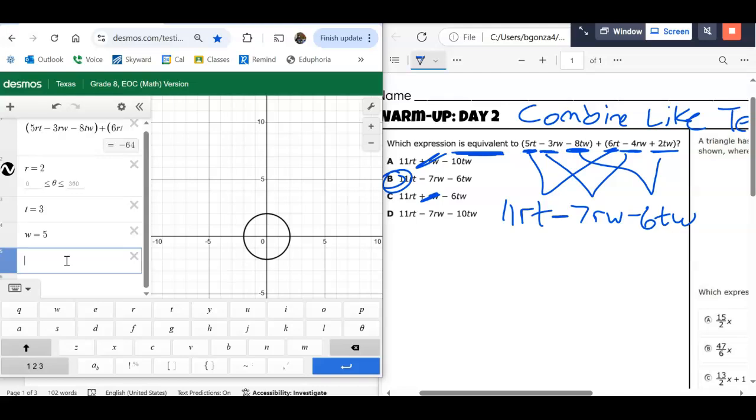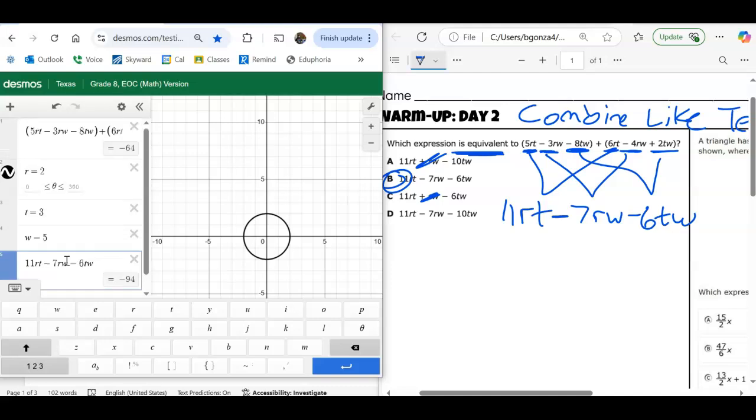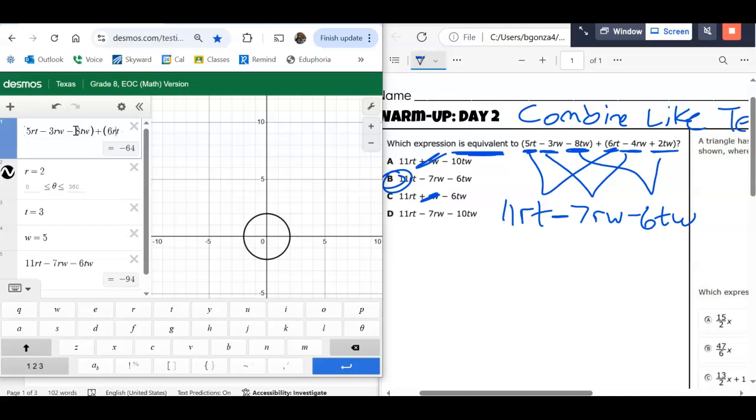Here's the trick. When you type your answer choices into Desmos, one of them is going to equal also negative 64. Let's do the answer I got, 11 RT minus 7 RW minus 6 TW. Did I type something wrong? Probably. Hold on one second. What did I type wrong? I typed that wrong. Okay, there you go. So also, you should type things in perfectly right, so double check yourself so you don't wreck yourself like me.